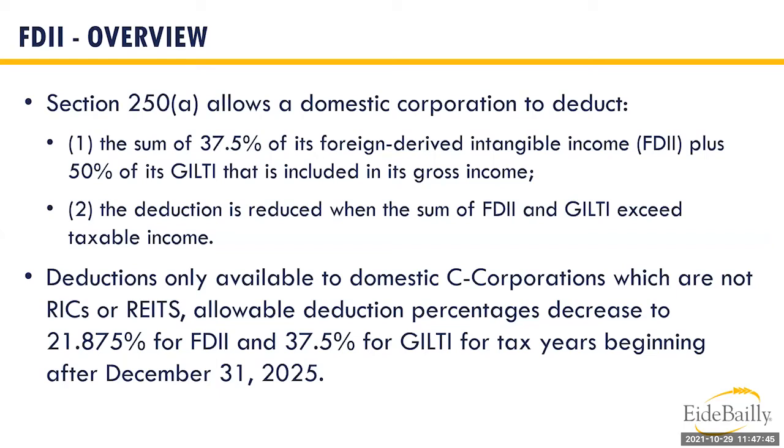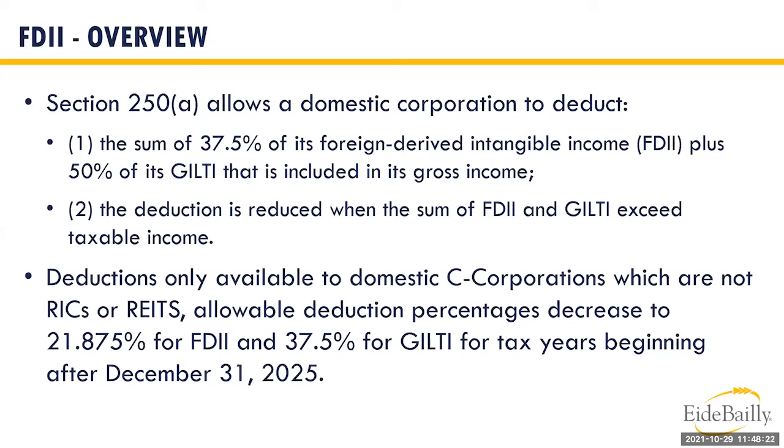As a brief overview of FDII and how it works, Section 250A allows a domestic corporation to deduct what is basically 37.5% of its determined foreign derived intangible income. And you'll note we also added, because Section 250 is broader than just FDII, it also allows 50% of its deduction against GILTI income included in its gross income, a bit beyond the scope of this discussion for GILTI purposes here, as this is focusing just on U.S.